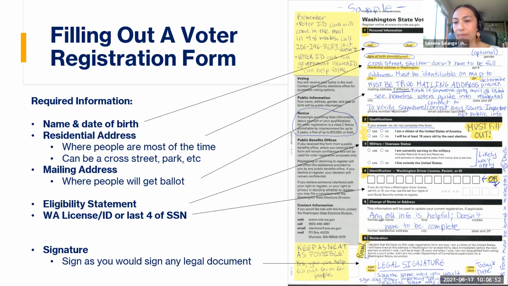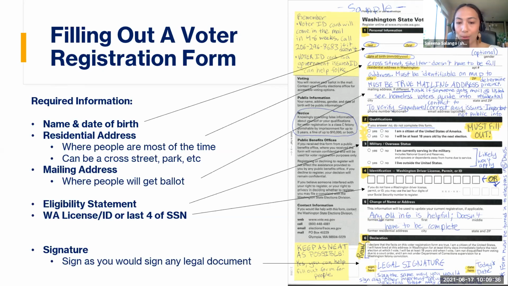And then, of course, you do need to fill out the qualifications. That needs to be fully filled out in order for us to be able to turn in the form. And then the identification, I think this is another thing that comes up often. You need to have either the Washington license or ID number or the last 4 digits of someone's social security number. I think that is really important because many people often lose their identification documents, but many people have the last 4 of their social security number memorized, so they can still register to vote if they don't have their ID card.